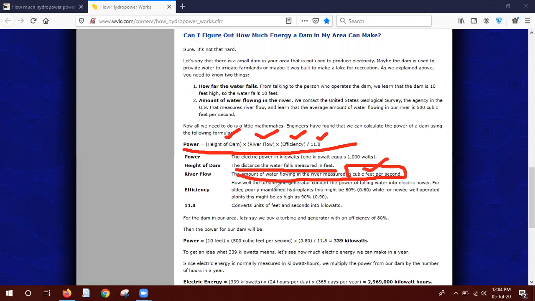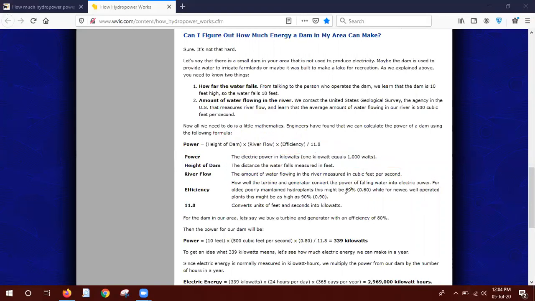For efficiency, the turbine, the generator, everything: suppose one efficiency is 60 and another one is 90. We just need to multiply. And 11.8, you can see, converts the units from feet into kilowatt. Kilowatt is basically Newton meter, which is the SI unit, so we need to convert from there. That's how we get the power.